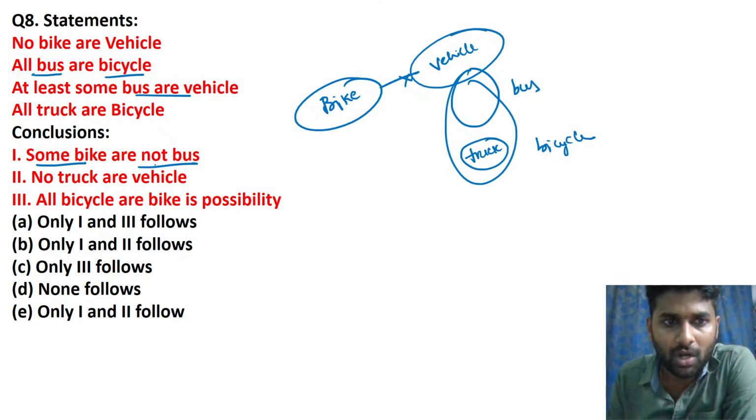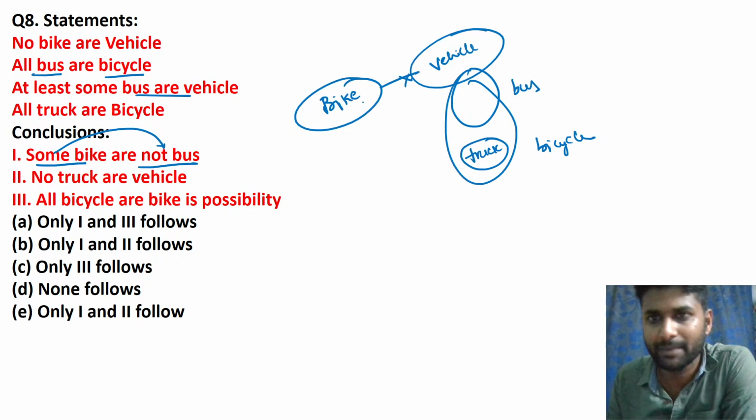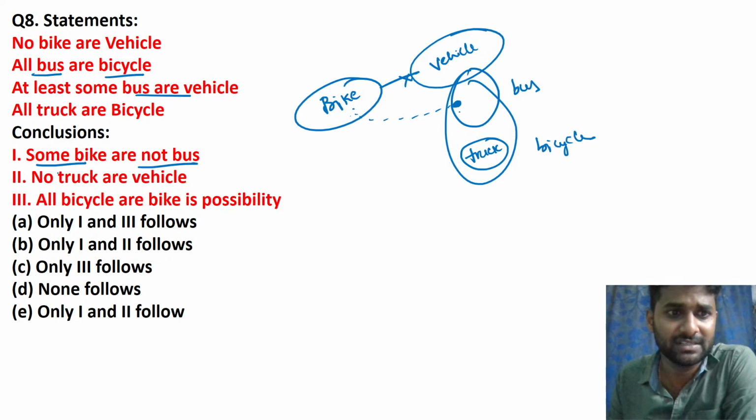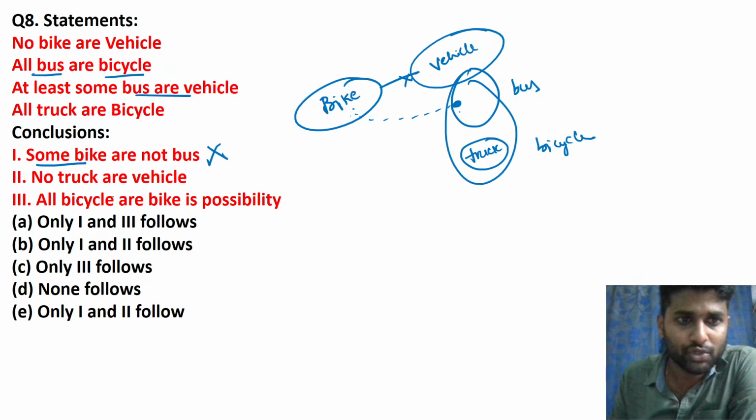Some bike are not bus. Just verify the some-not case. All bike can be a bus or not. Can we assume? Yes, of course. We can assume all bike into the bus. If we assume all bike into the bus, definitely we can assume some bike into the bus. But the conclusion says that some bike are not bus. It is invalid, guys.